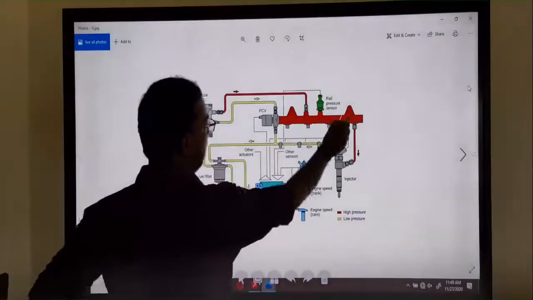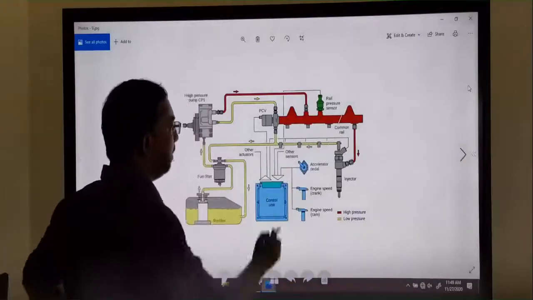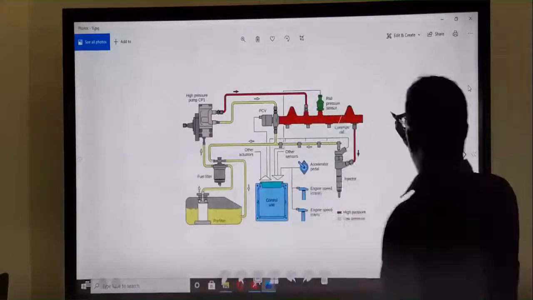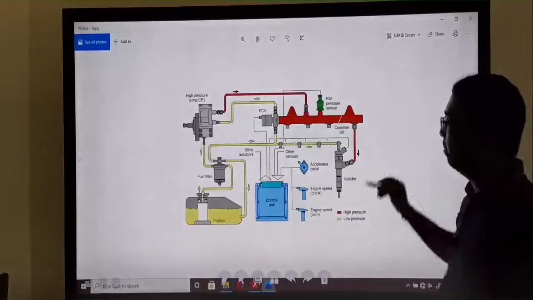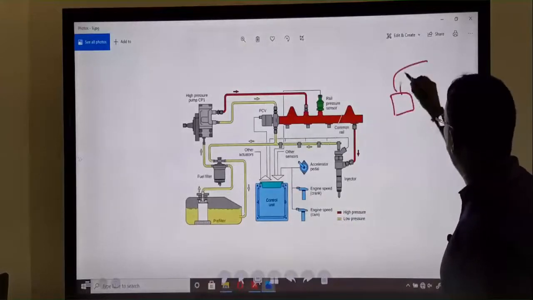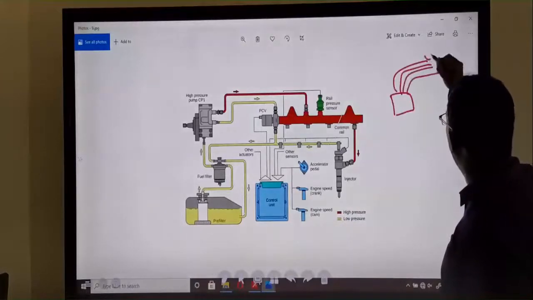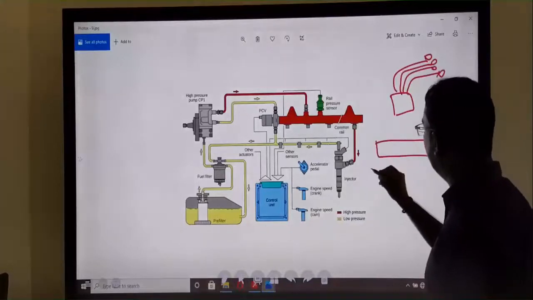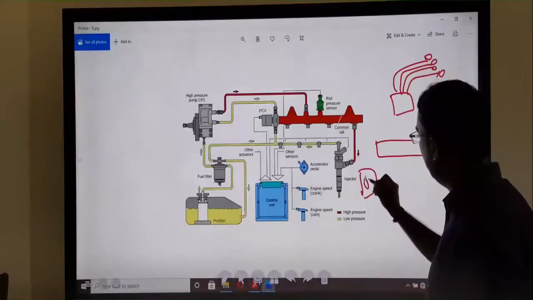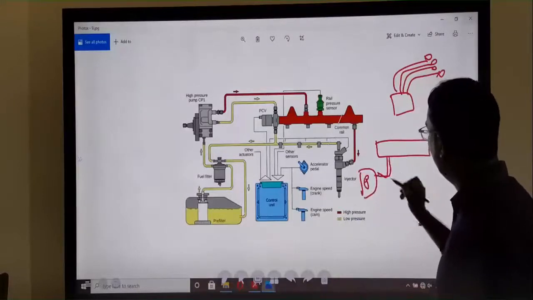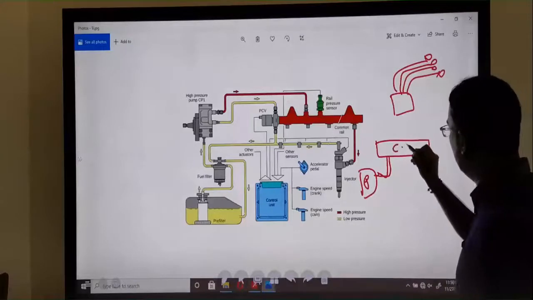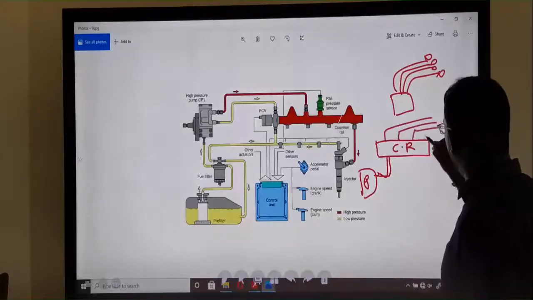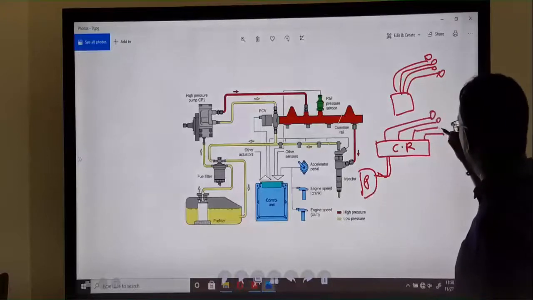So there is a common rail, which is a pipe. Before, this pump supplied the 4 lines for the 4 injectors. Now the main supply line comes from the pump, and the pump supplies to this common rail. This is a common rail, and this common rail supplies 4 lines to the injectors.